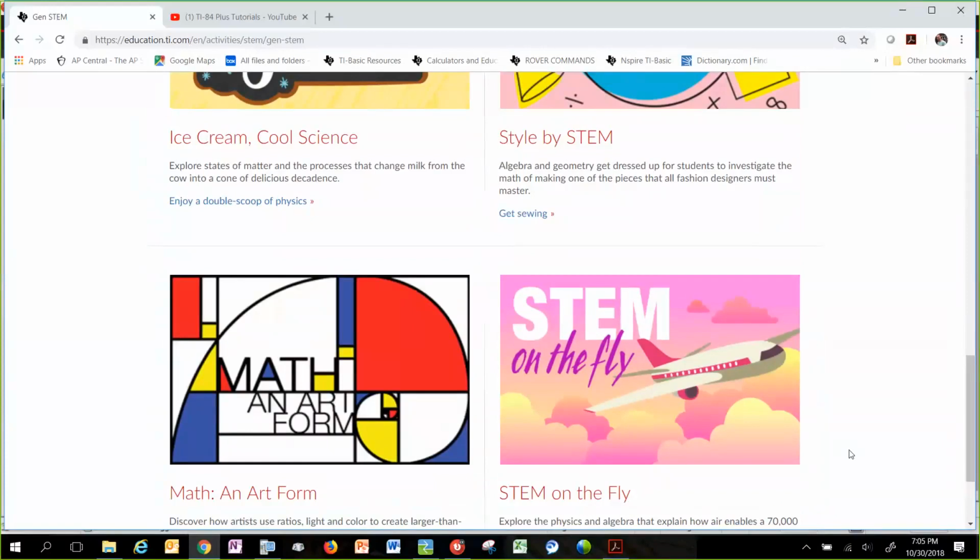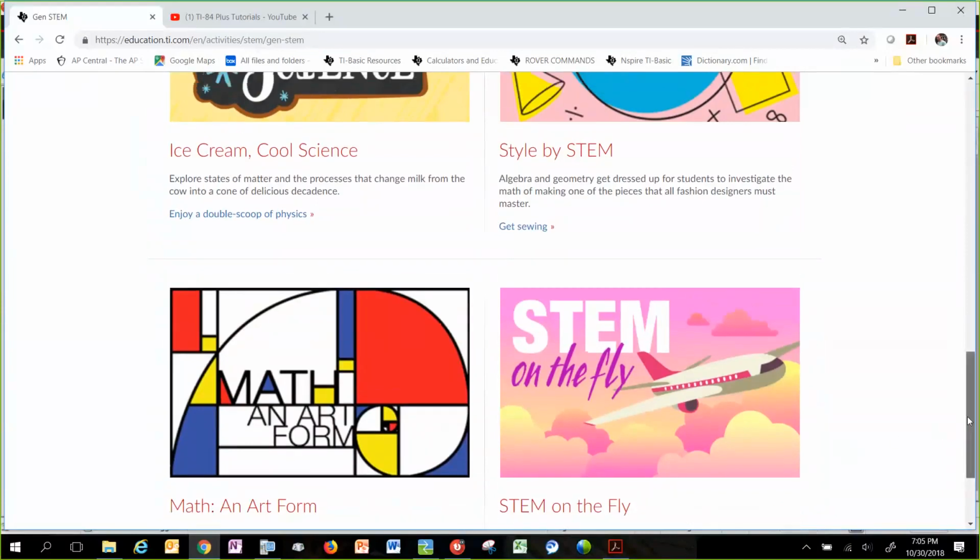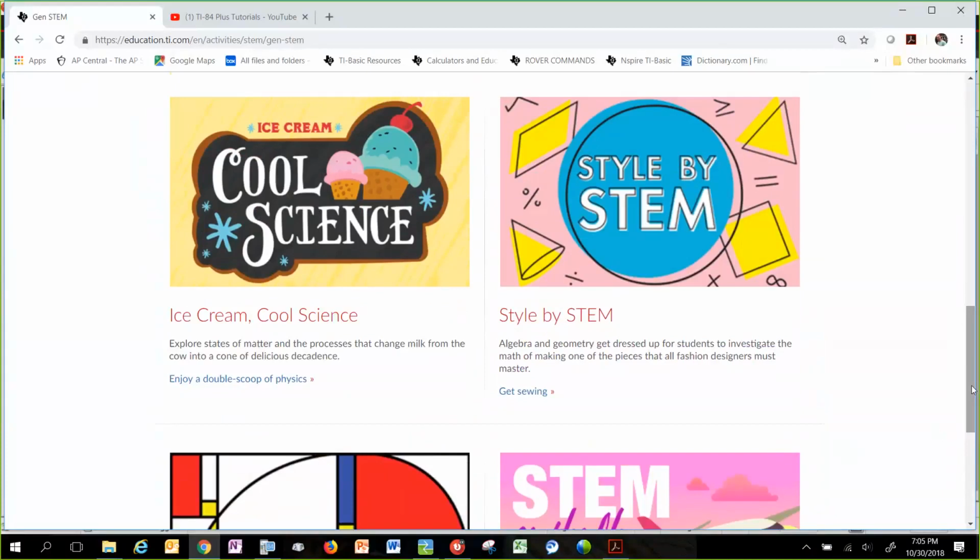The Ice Cream Cool Science activity gets into the states of matter and changes in the states of matter when making ice cream. And a cool little tidbit: when you eat a scoop of ice cream, you're actually consuming all 3 states of matter at once, solid, liquid, and a gas. So I'll let you bake on that for a minute. But if you want to find out what I mean by that, it's best to check out the activity.